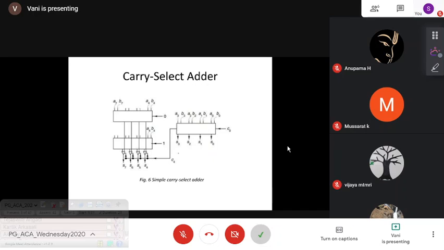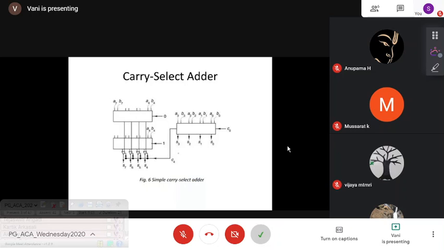Next we will see the carry select adder. Here, 2 additions are performed in parallel. One addition is done by assuming carry in is equal to 0, and one addition is performed by assuming carry in is equal to 1. When carry in is given by the user and the carry is propagated, then the correct sum is selected and given as the output.